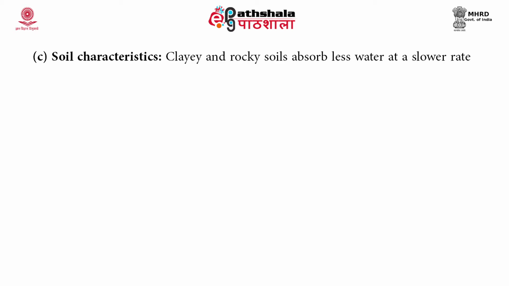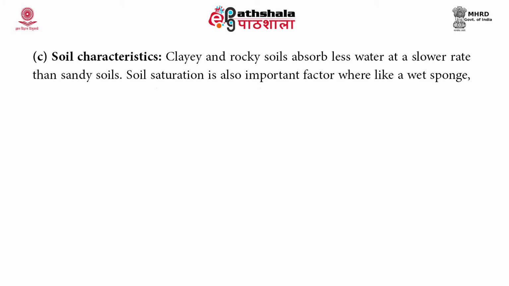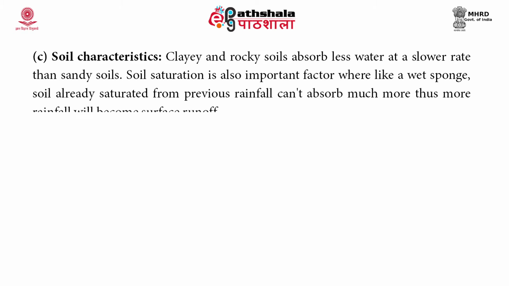Number 3 is soil characteristics. Clayey and rocky soil absorb less water, and at a slower rate, than sandy soil. Soil saturation is also an important factor, like a wet sponge. Soil already saturated from previous rainfall can't absorb much more, so more rainfall will become surface runoff.